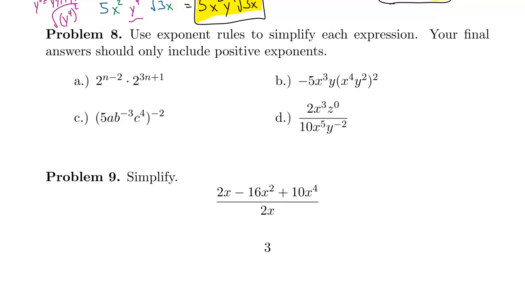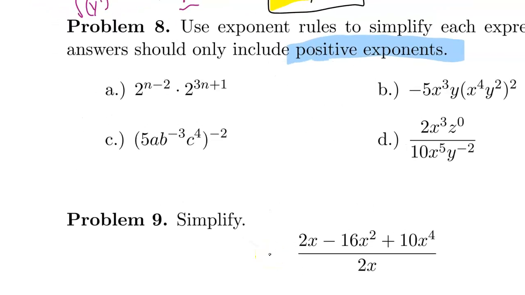In problem 8, we need to use exponent rules to simplify these expressions. And we want our final answers to only include positive exponents. So we also want to simplify negative exponents. One of the big things to understand about working with exponents is when can we add exponents together or subtract them versus when can we multiply exponents.